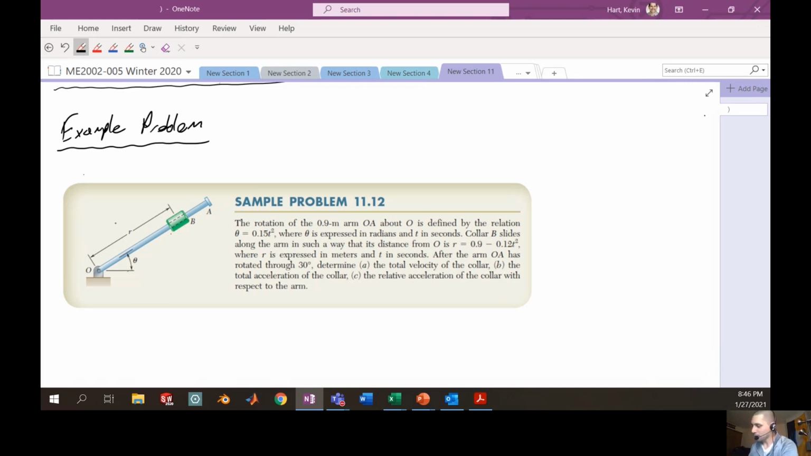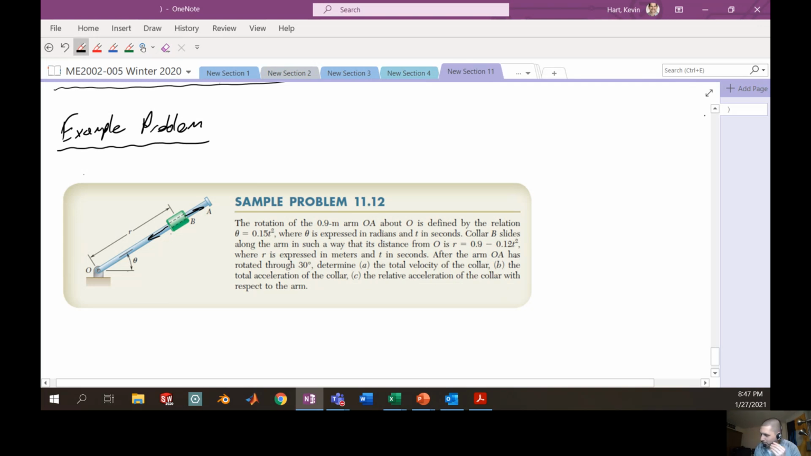All right. We're also told some information about what's going on with collar B. Collar B slides along the arm in such a way that its distance from O, r, is also given by some time function. So what this means is that as time elapses, this collar is sliding back and forth along this particular shaft. And that is given also as a function of time here that we happen to know. All right, interesting.